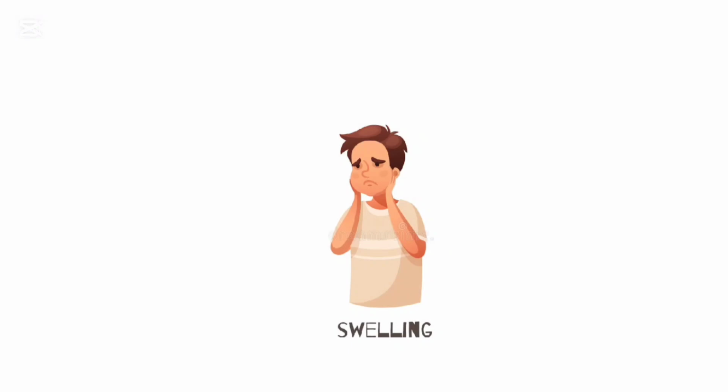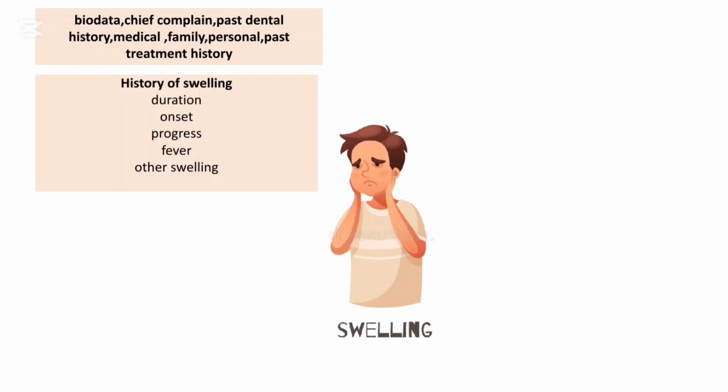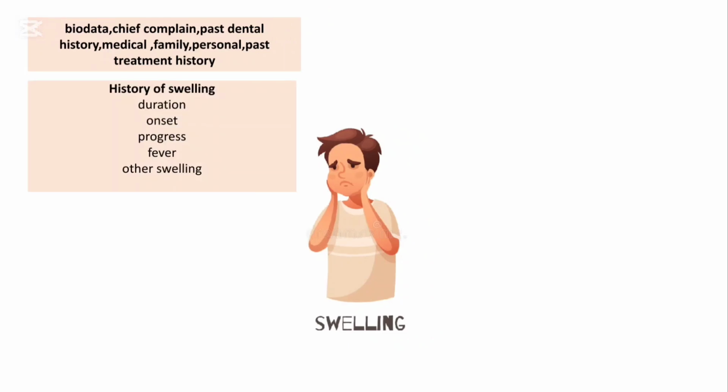So first of all, like every history, we will start the history with biodata. We will ask the patient's name, age, whether the patient is married or unmarried, and what the patient does. Next, the chief complaint, past dental history, medical history, family history, personal history, and treatment history. Next are the components. I will discuss it one by one. The history of swelling I will discuss later.